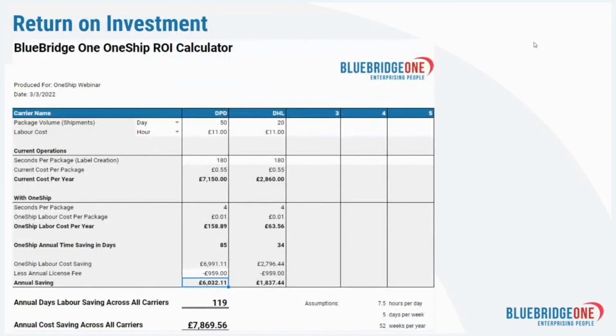Then just to look at the return on that investment, there's a spreadsheet we'd be very happy to share with you. If you'd like a copy of this spreadsheet, please drop a note in the Q&A panel. I've got a scenario here with a customer with 2 carriers, DPD and DHL, doing roughly 50 shipments a day with DPD and 20 with DHL. The labour cost of the people doing that manual data entry into the portal is £11 an hour, and that works out as an annual saving of £7,869.